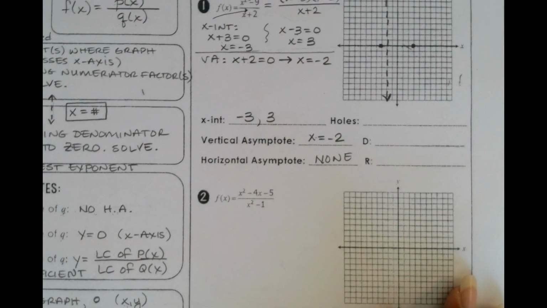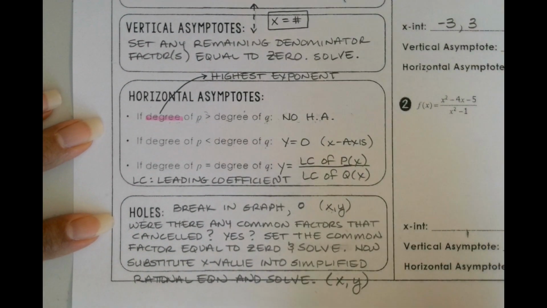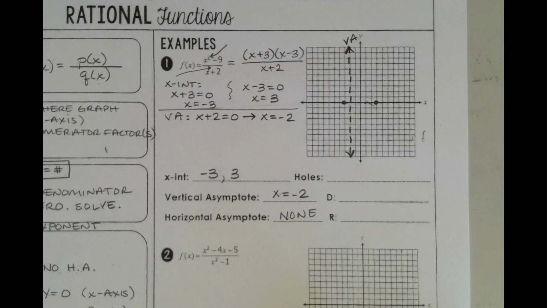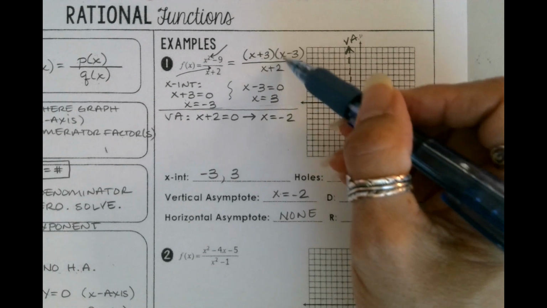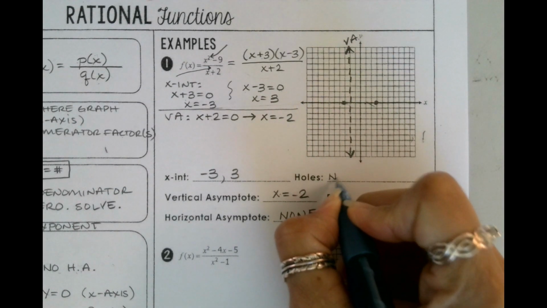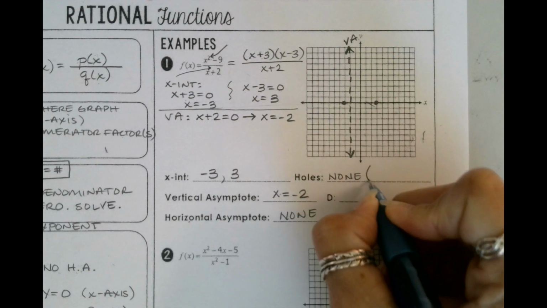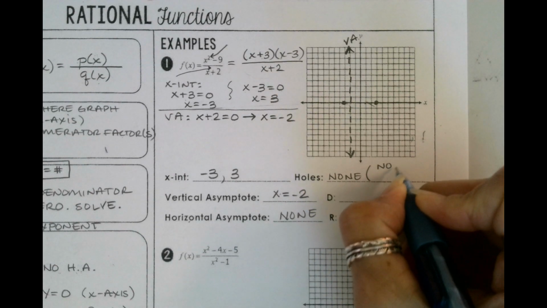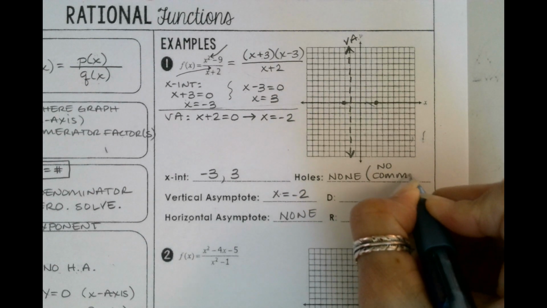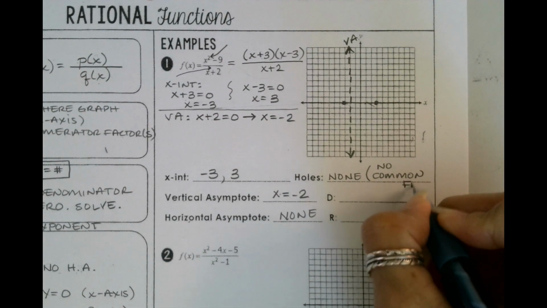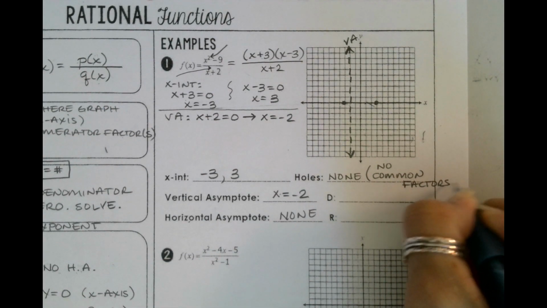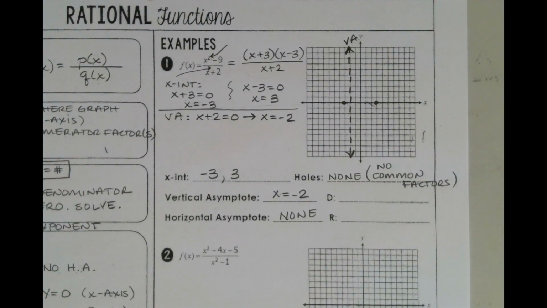Holes. Let's take care of holes. Holes, let's shift over again. Were there any common factors that were canceled? The answer is no. We didn't cancel any common factors. It was all able to be factored, but there were no common factors. So here I'm going to write none. And if you want to remind yourself why you said none, you could tell yourself no common factors in your notes so that you remember why you said so. Okay, nothing canceled.